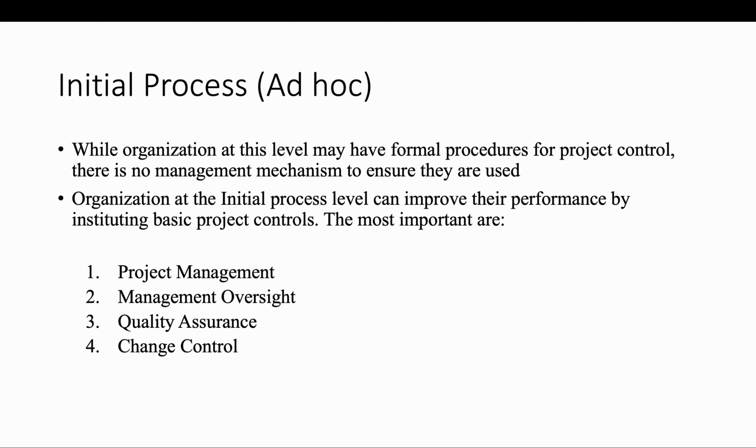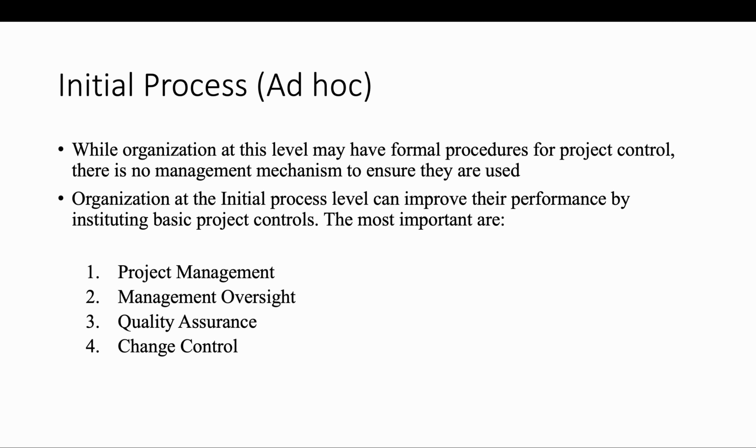So organizations at the initial level can improve their performance by instituting basic project controls, which are listed here. First is project management, second is management oversight, then quality assurance and change control. Let's talk about project management. The fundamental role of the project management system is to ensure effective control of the commitments. This requires adequate preparation, clear responsibility, and public declaration.